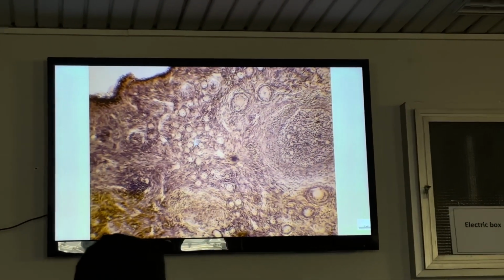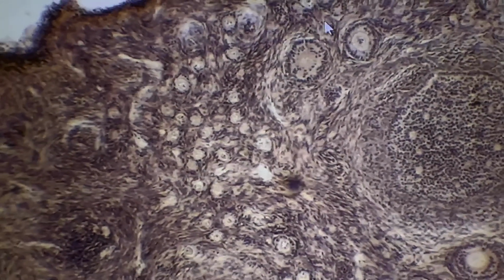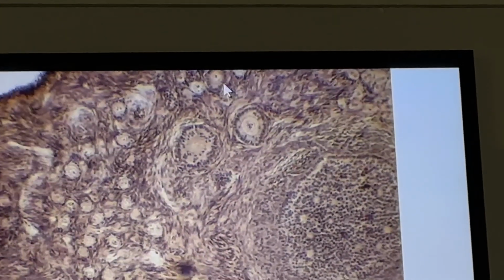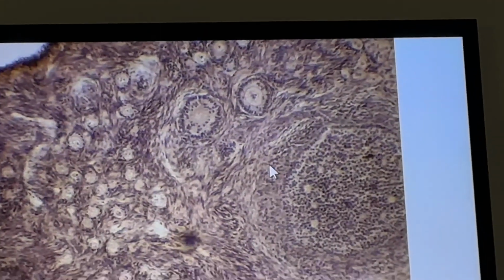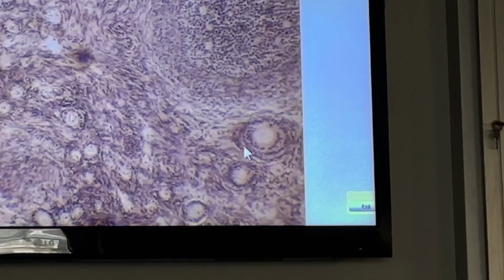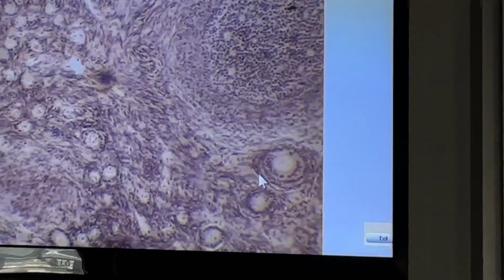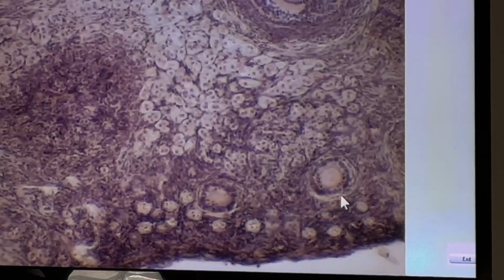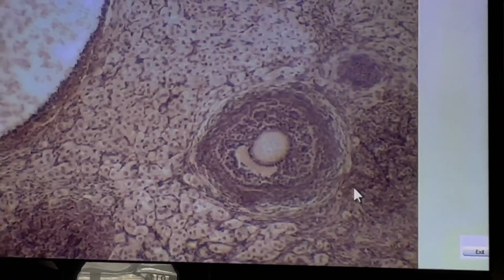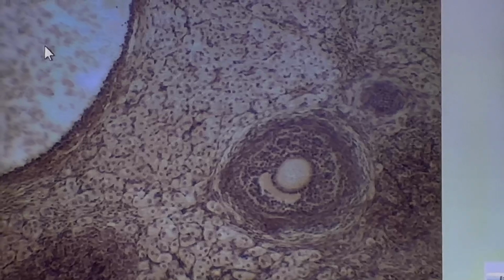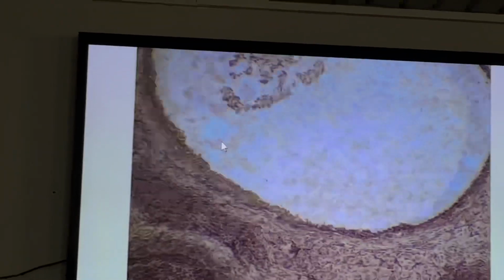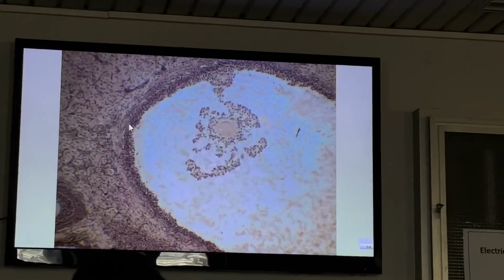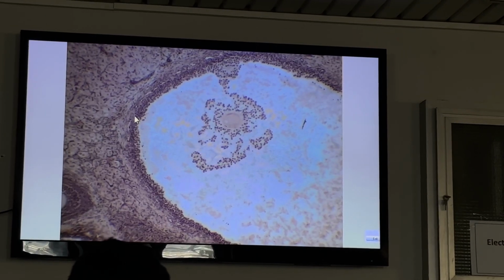Primordial follicle: flattened cells. Growing follicles: single cuboidal layer. Stratified is the primary follicle. When the cavity is crescent shaped, it is called secondary, and these are the immature ones. Any questions? No. Next slide.